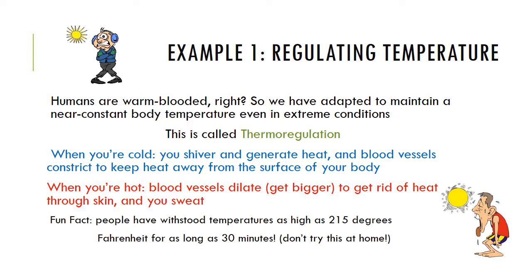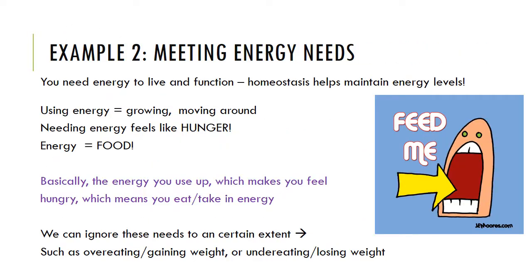We have lots and lots of ways to stay warm and to stay cold. It's not perfect and it won't work for long periods of time. But our body's pretty amazing. It can keep our temperature almost exactly the same at all times. Second example, meeting energy needs. We must have energy to live and function all the way down to the cellular level.